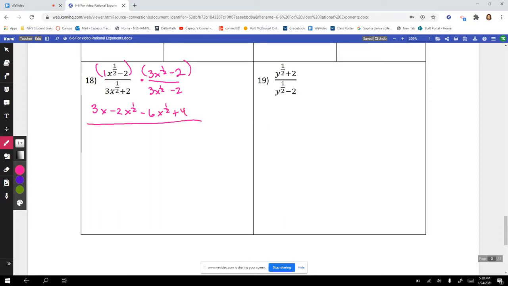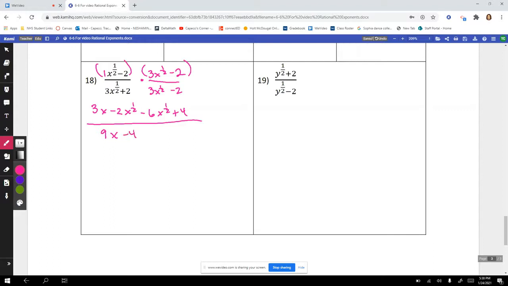Now my denominator, I have 3 times 3, which gives me 9. x to the 1/2 times x to the 1/2 gives me x to the first. I know my outside and my inside terms are going to zero out. That's the whole point, right? Multiply by the conjugate to get rid of my fractions and my exponents. And then I have minus 4.